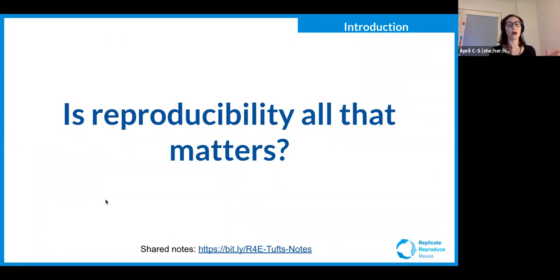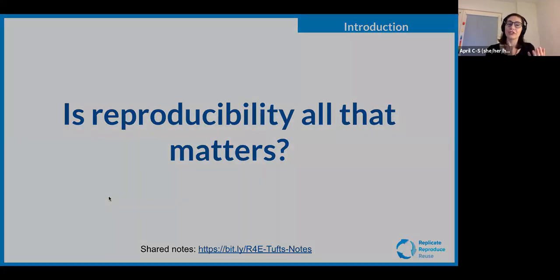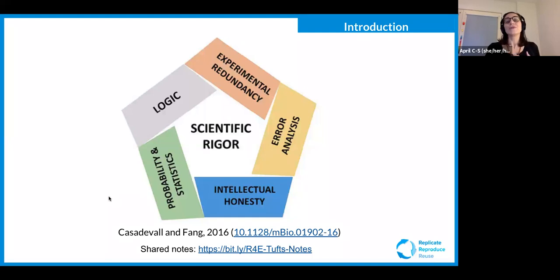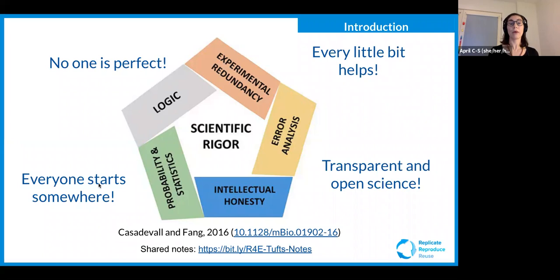So is reproducibility all that matters? I think probably from the framing of that question, you probably know the answer. Reproducibility is just one of the things that we need to think about as scientists in terms of how we should be trying to improve our science, improve our methods, and do a little better every time. But it's important to keep in mind, as we start this journey of learning about how to improve and accelerate science, that it's a learning process and it's a moving target.